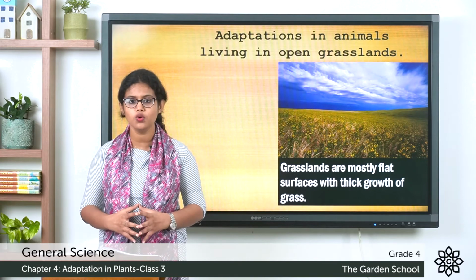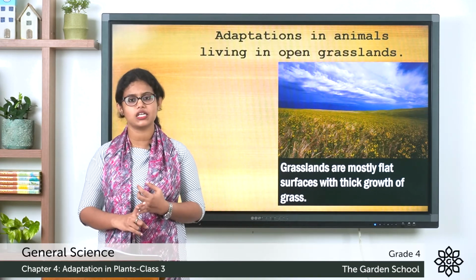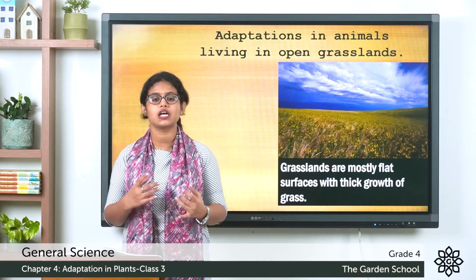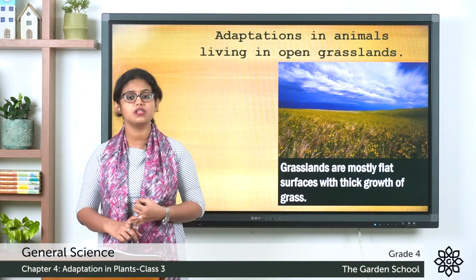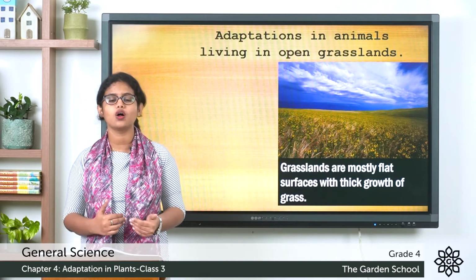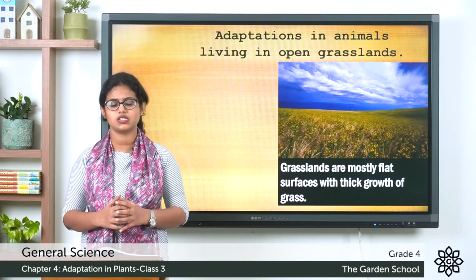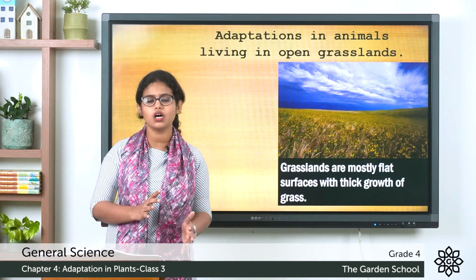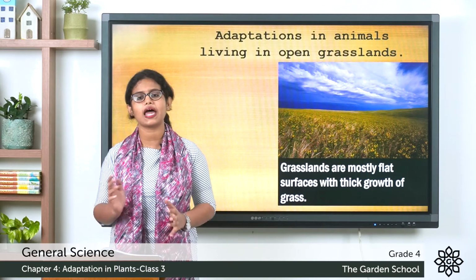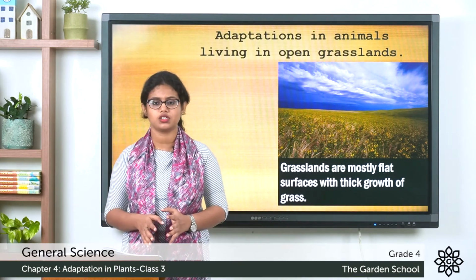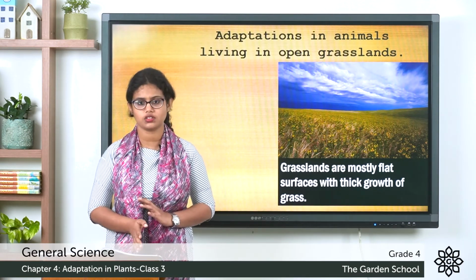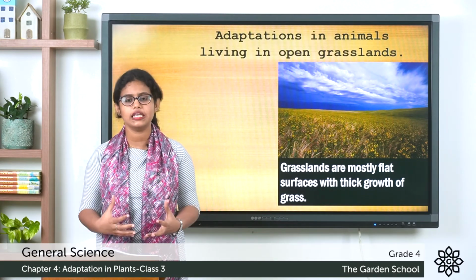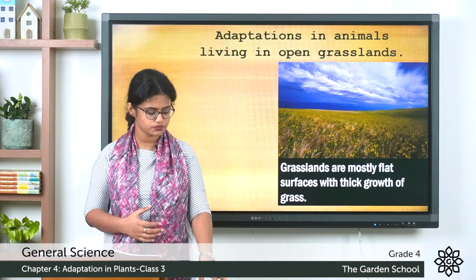I hope you all know about herbivorous and carnivorous animals. Animals that eat only plants, we call them herbivorous animals, and animals that eat other animals, we call them carnivorous animals. So this grassland is a habitat for both herbivorous and carnivorous animals. Even their adaptation is somewhat similar to each other. Now let's see the body features of these animals that live in these grasslands.